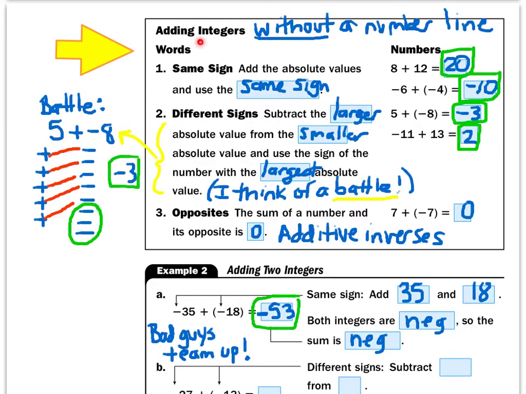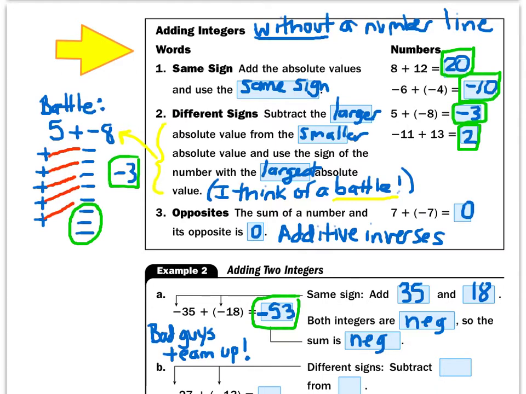Okay, but of course we don't want to add forever with a number line. We want to learn to add without a number line. So here's what we would say in words. If the numbers have the same sign, we add the absolute values and use that same sign.